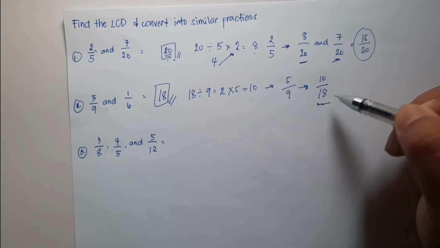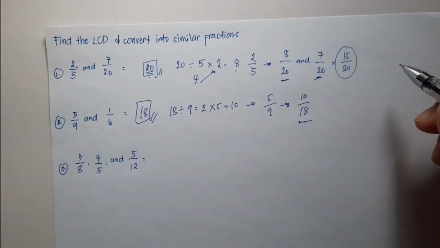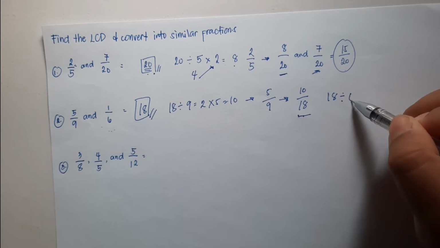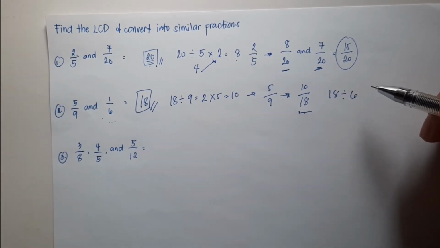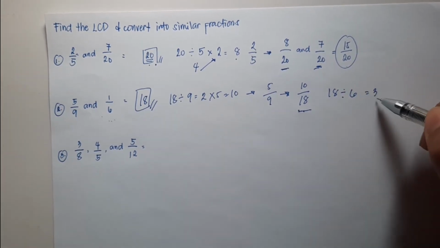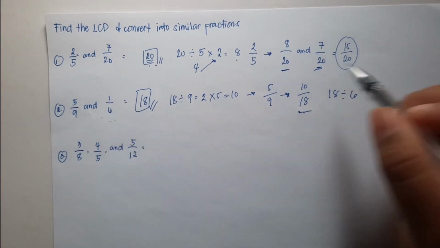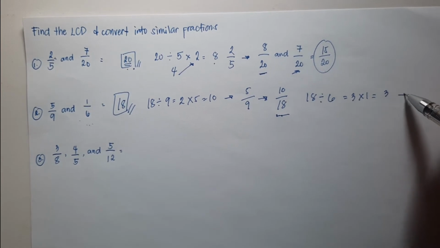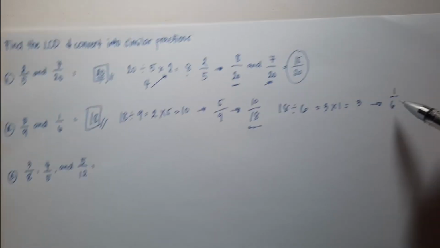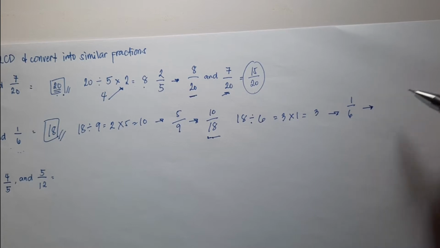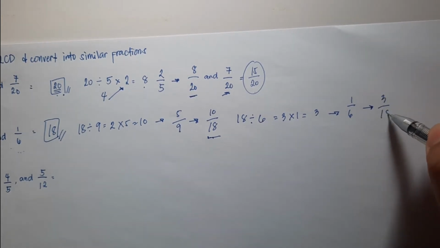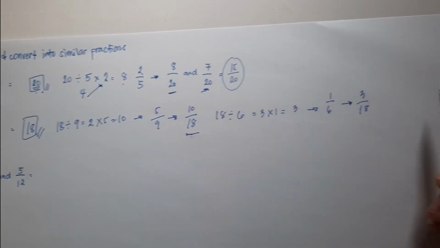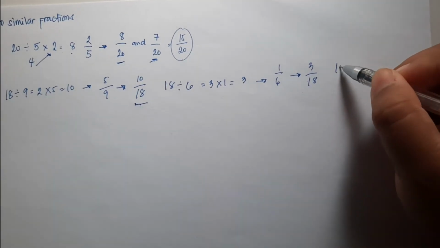The next is the 1/6. 18 divided by 6 is 3. 3 times 1 is 3. So therefore, 1/6 is 3 over 18. And since we already have the same denominator, we can already add the numerators.